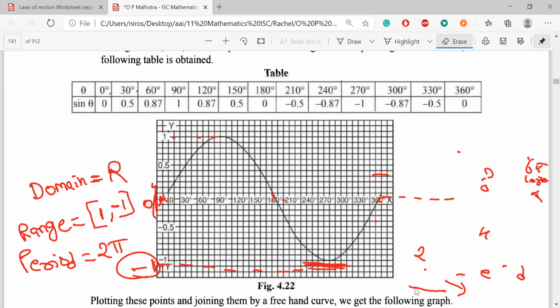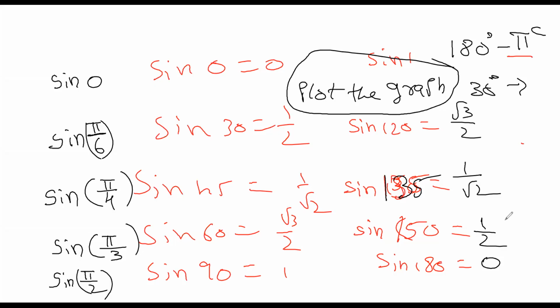Next, we have compound angles, because compound angles we can study only after understanding sine, cos, the conversions and all. That's why we did this. So that's it, and you have to remember this.